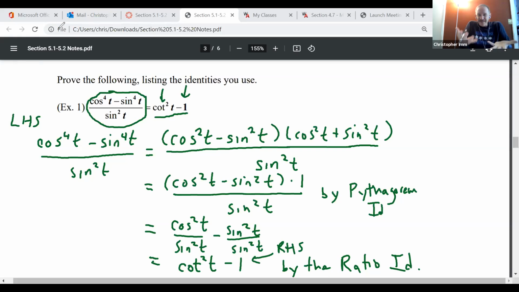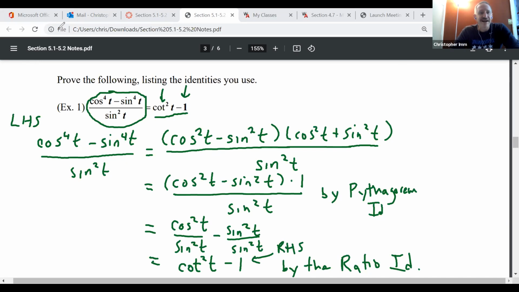Very good. So notice what I did. I tried to model very good behavior for you. I started with one hand side. I didn't assume that they were true at any point. I started with one side, tried to get to the other, and I used logical steps of algebra and trig to get to that other side.